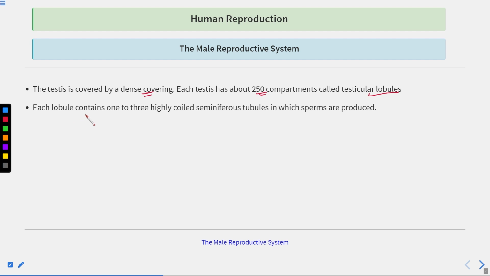Now, each lobule contains 1 to 3 highly coiled seminiferous tubules in which sperms are produced. Clear? So you should remember what each lobule is. There were 250 lobules, and each lobule will contain 1 to 3 highly coiled seminiferous tubules. Within these seminiferous tubules, the sperms are produced.